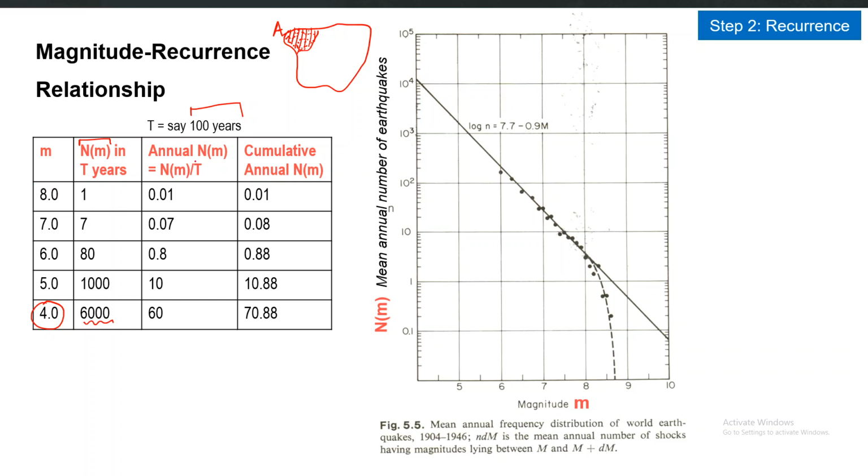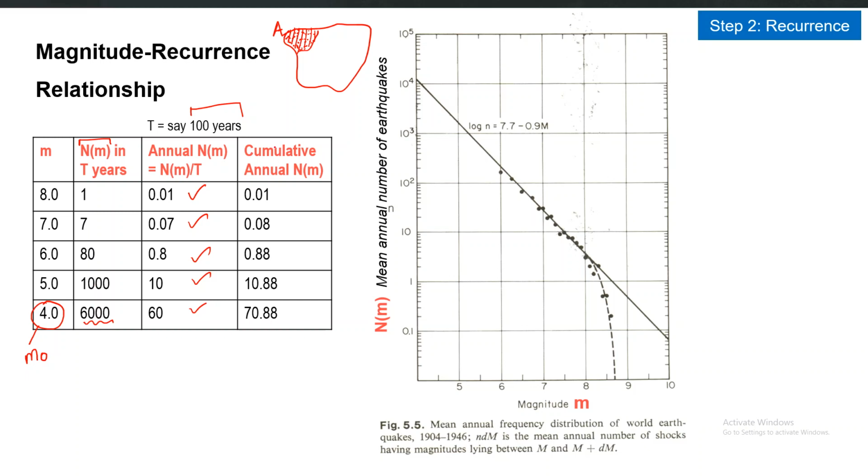What you can do is calculate the annual number of events, n of m, for each magnitude when you divide this whole column by the total t duration, which is 100 years. So you get the annual n of m for each magnitude. You will start from the maximum earthquake magnitude which occurred in that particular source, and we go to m naught, which is the minimum earthquake or threshold magnitude below which the earthquakes will not be able to cause any significant damage. Now this annual n of m is the annual rate of occurrence.